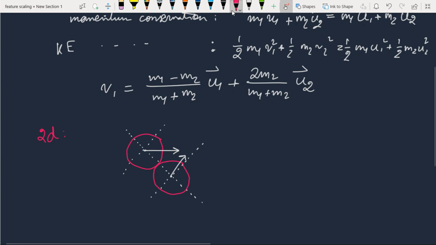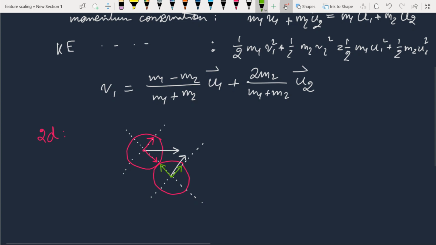So let me just show you the resolution. So this is the velocity component of the first ball's velocity along this direction, and this is the component along that direction. And we can do the same thing for the second ball also, this direction and that direction.